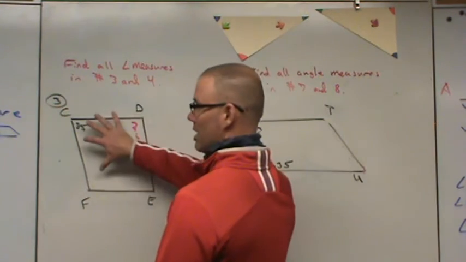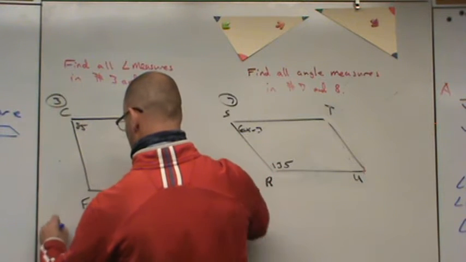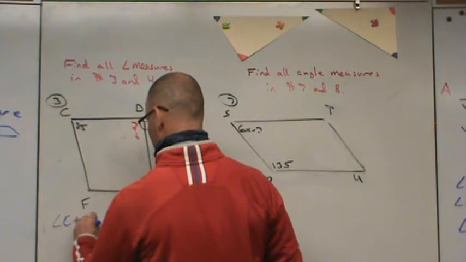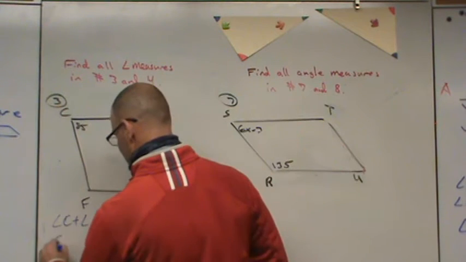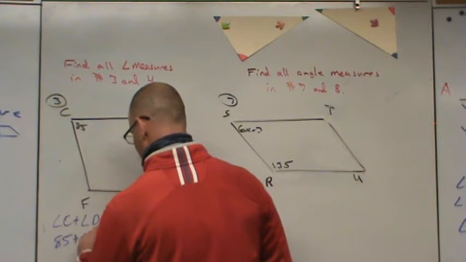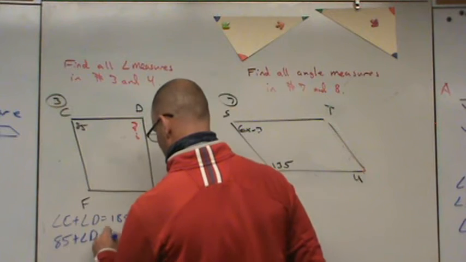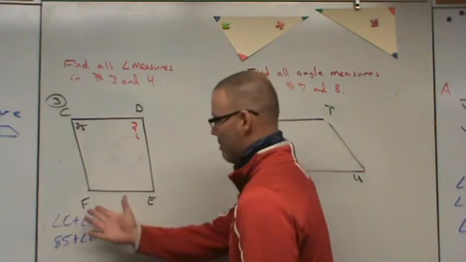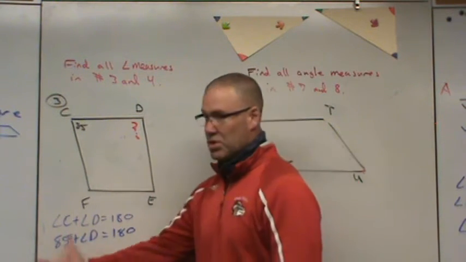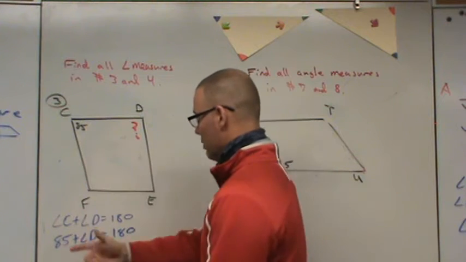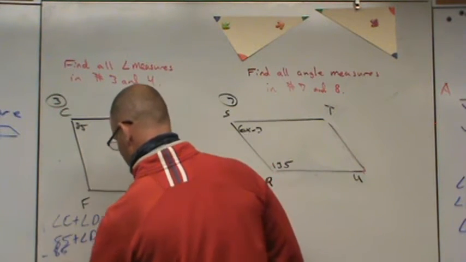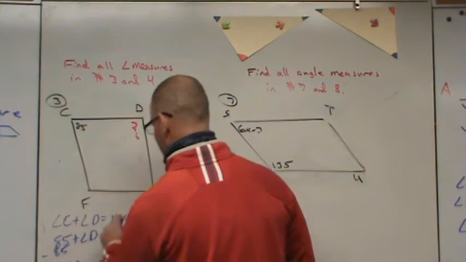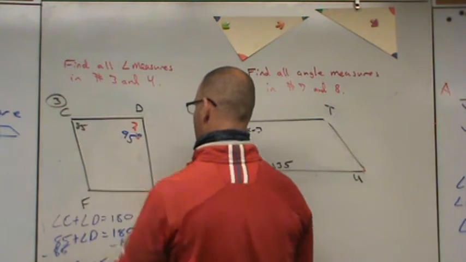We'll go back to what we said about a parallelogram. We said that angle C plus angle D is equal to 180 degrees, right? Well, if C is 85, angle D is what I want to find. That's equal to 180. I made a statement. I substituted a value in for angle C, and now I subtract 85 from both sides, and angle D is equal to 95 degrees. So I'm going to label that.